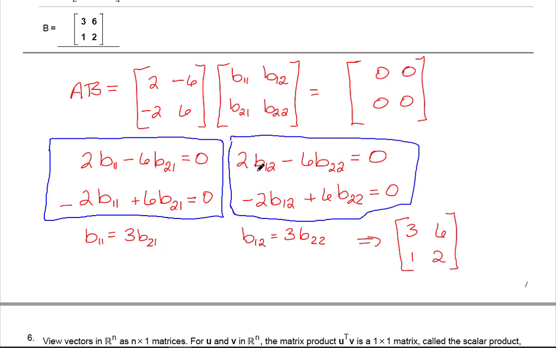And if I do the same for the other set of two equations, I get B12 is 3B22. So if I let B21 be 1, then B11 is 3. Now remember, we wanted the columns different, so I can't have 3, 1, 3, 1. So I let B22 be 2. 3 times 2 is 6. And that gives us matrix B, where A times that matrix gives me the 0 matrix.